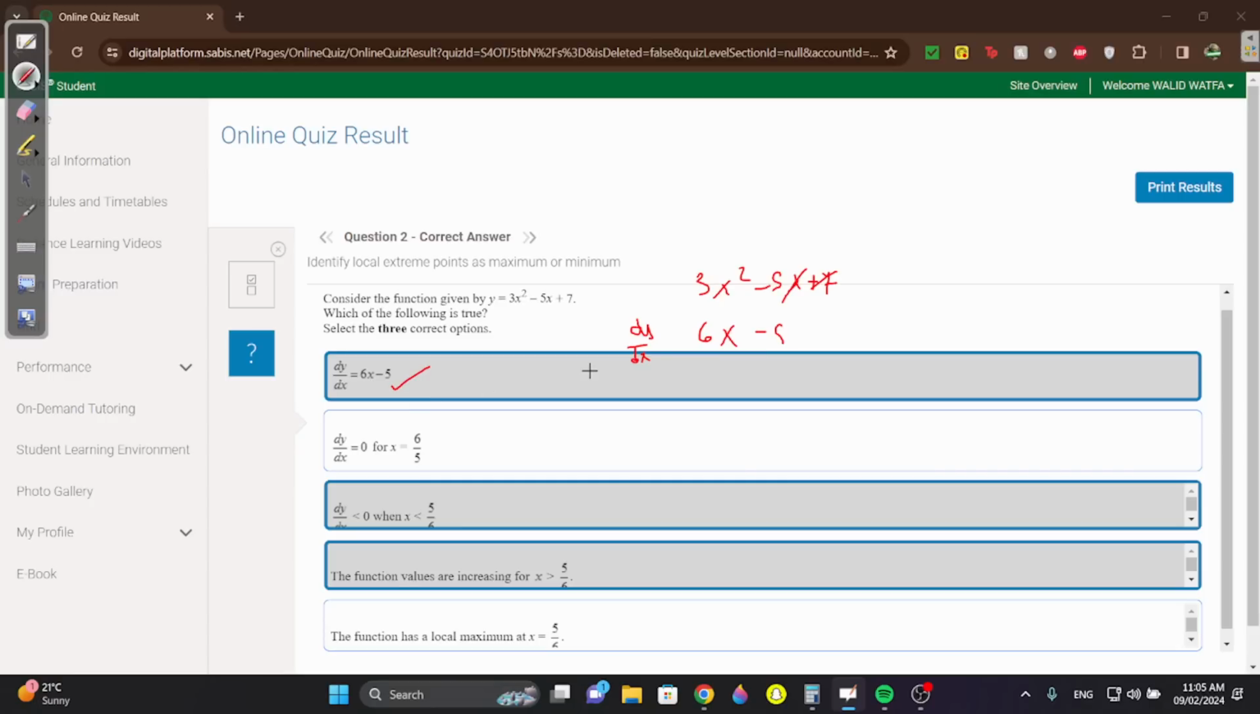So you can take this point. Now you want to know the turning points or the critical points. How do we do it? You equate this to 0. You're going to get 6x equals 5 and x equals 5 over 6. So this is your turning point, 5 over 6.